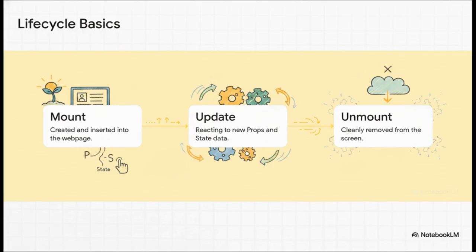Next is the update phase. This is its active lifecycle, where it's constantly reacting to new props, internal state changes, and all your user interactions, adapting its visuals in real time. Finally, the unmount. This is the calculated death or removal of the component when you navigate away. It cleanly clears it from the screen and the browser's memory to prevent any performance leaks.